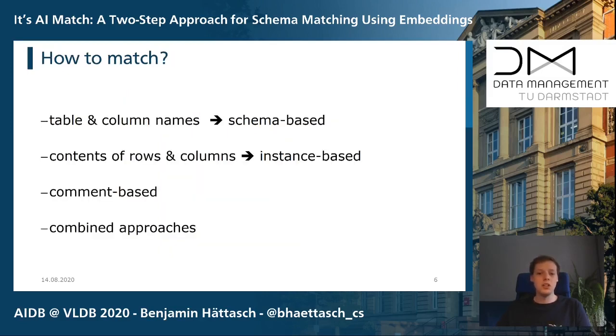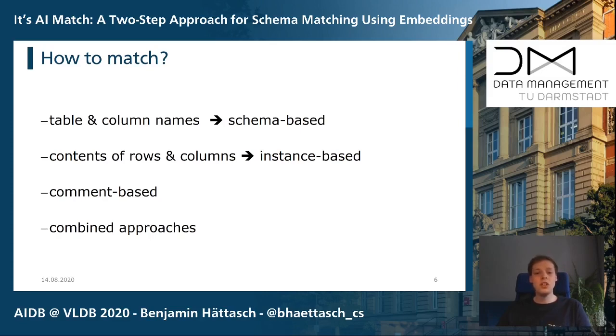So there are in general different ways to match data. You can either just have a look at the table or column names, so you do a schema-based approach. You can also look at the contents of the rows and columns, so you go with the instance-based approach. Some database schemata have natural language comments with them that can also be used to find correspondences between tables and attributes. And of course, you can combine all those different approaches.